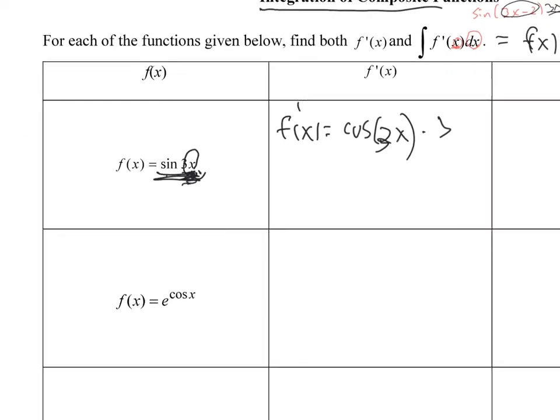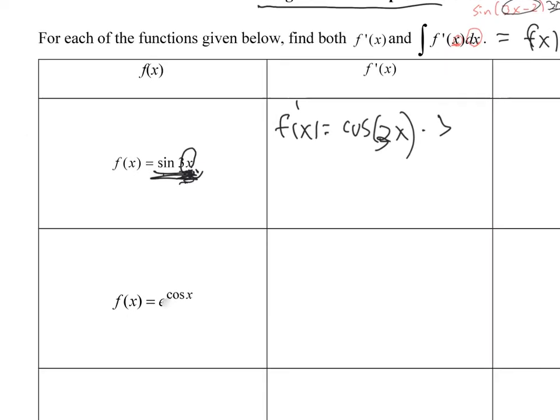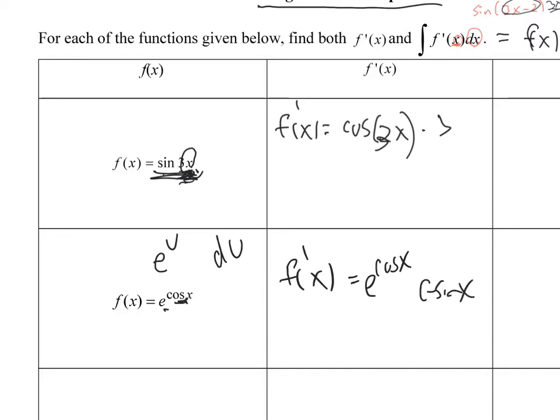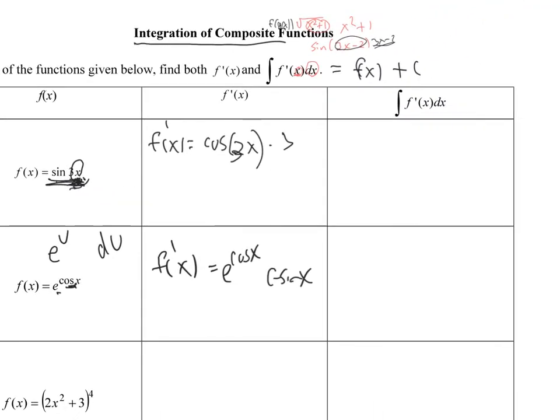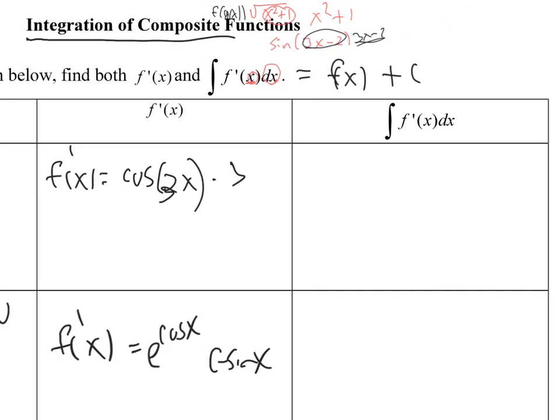Let me do the second one while I'm here. If you look at e to something, we always called it e to the u du. E to the u. And to do that derivative, f prime of x was e to the cosine of x times du, the derivative of the function. That would be a negative sine of x.